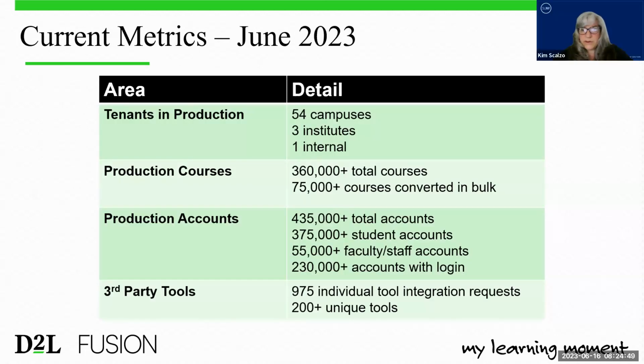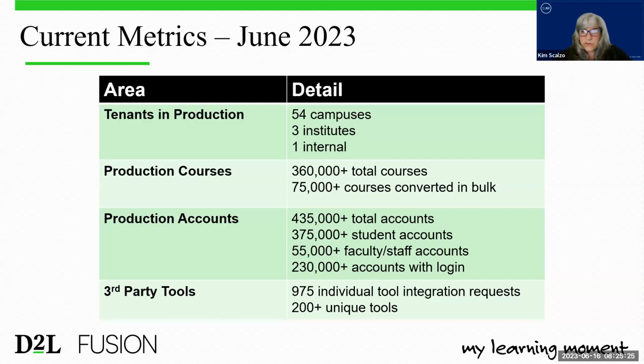So these are the current metrics that we're tracking in terms of implementation and usage across the system. Almost all campuses are in production now. We have 2 more to go. And we are also supporting some additional system level activities with their own tenants. We have over 360,000 total courses in the DLE, and that includes 75,000 that were brought over in bulk from previous LMSs. We have 435,000 accounts in the system, and this represents all students and more than half of our faculty and staff. 230,000 of those have active logins so far.